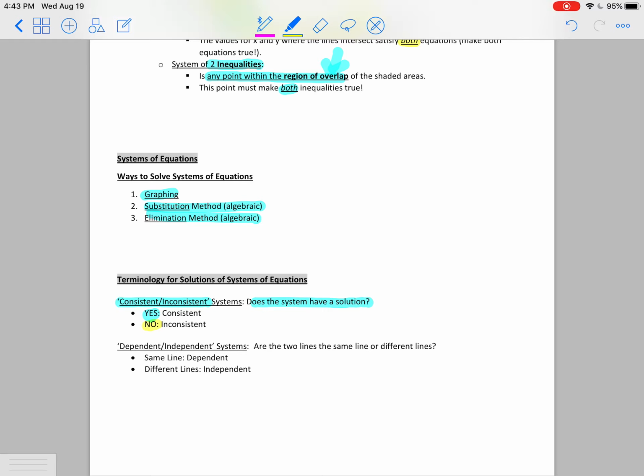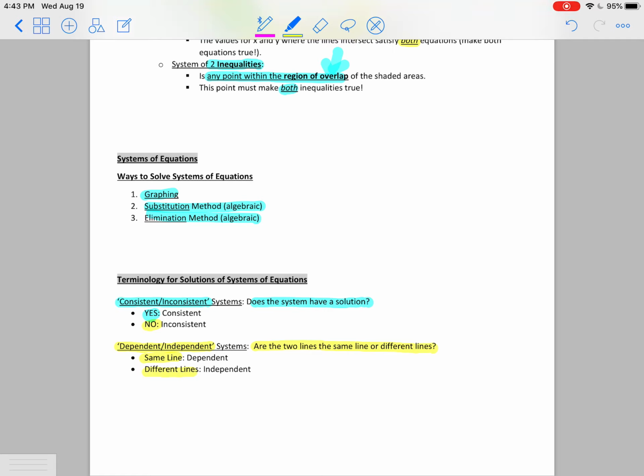Okay, now next is this idea of dependent or independent systems. And the question there is, are the two lines the same or are they different? If you have the same line, it's a dependent system. The lines actually depend on each other. They're lying right on top of each other. They depend on each other for their solutions. If they are different lines, they're considered an independent system, because those lines are running in different directions. They're independent of each other.